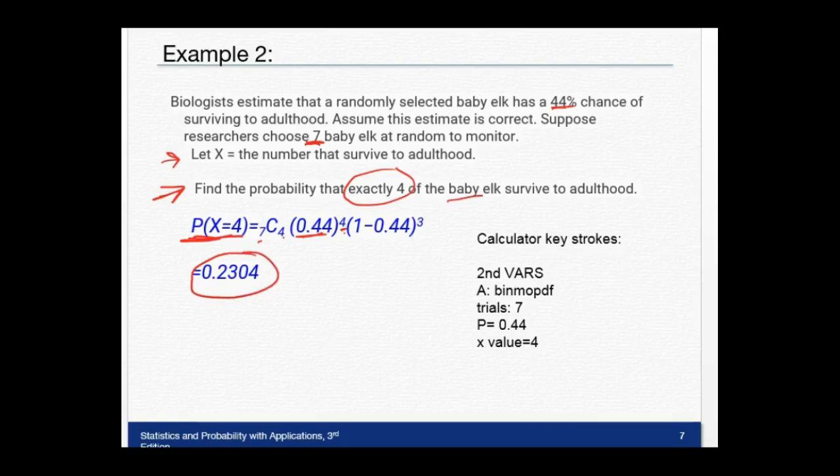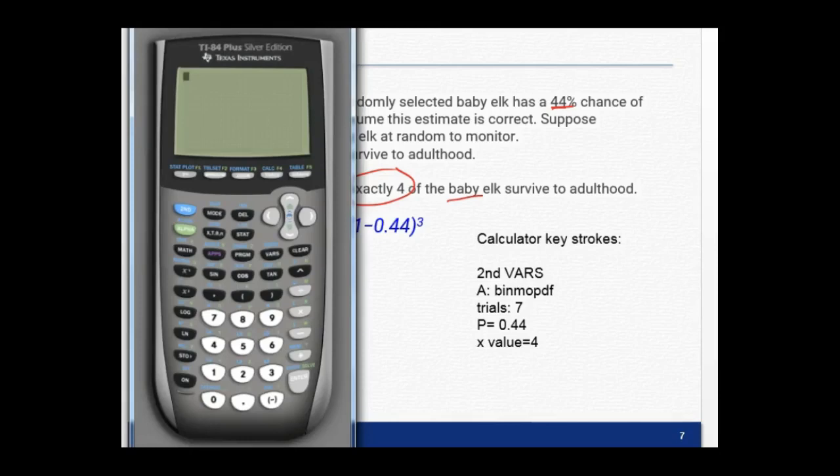Now, I know you're not going to use this formula. Pause the video and write down these keystrokes, and I'm going to show you how you're going to input this information into your calculator. All right, on your calculator, you're going to follow these keystrokes. You're going to hit second and vars, which is right there between program and clear. You're going to get a whole list of distributions. And you're going to go up arrow, and you're going to look for binomial PDF.